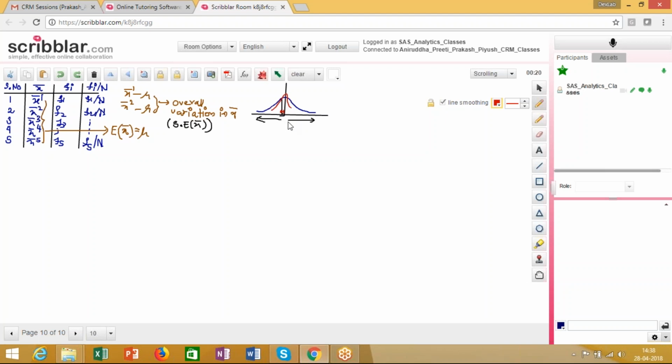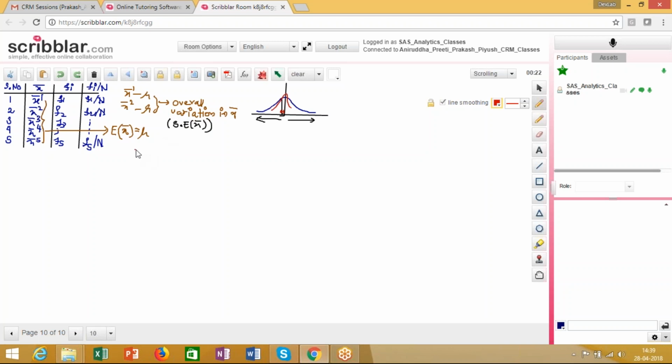So to understand how significant or insignificant a particular variation is, what you need to assess is how much the deviation is relative to the overall variation in the data set, right? So how much is the deviation relative to the overall variation in the data set? That is what we need to understand. Therefore, if I want to understand whether the difference between x bar and mu, that is, x bar and the expected value of x bar, is significant, then I will compare it in relation to the overall variation in the set of x bars.